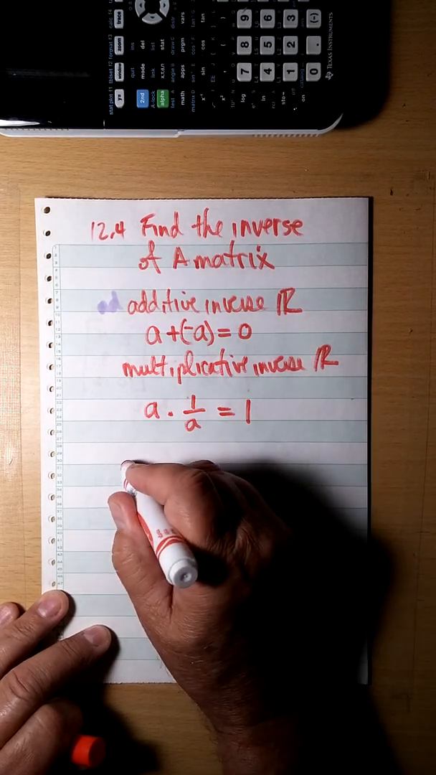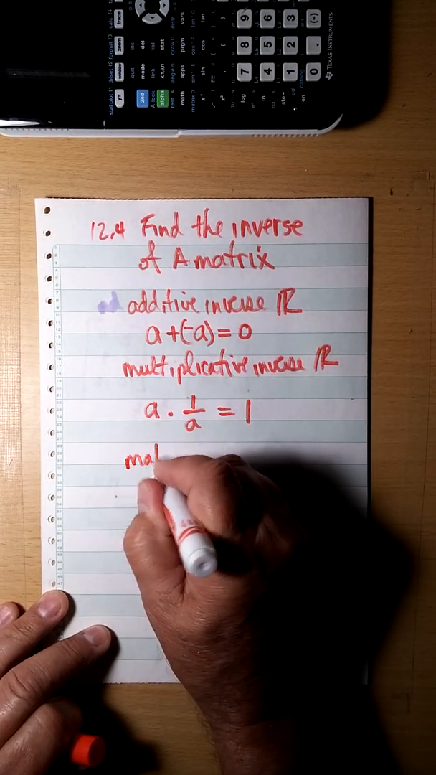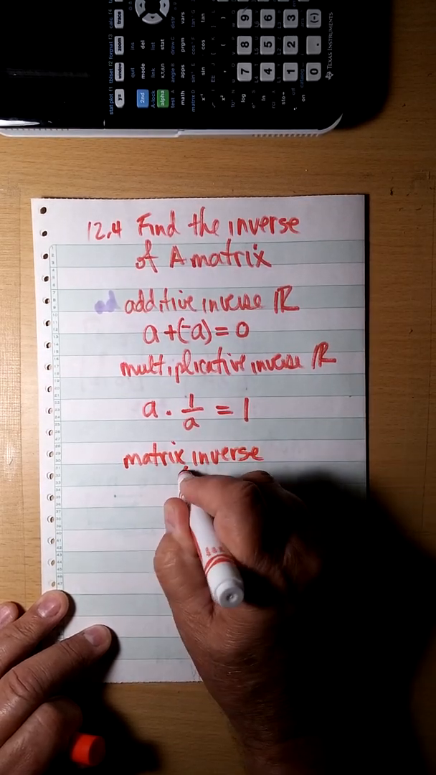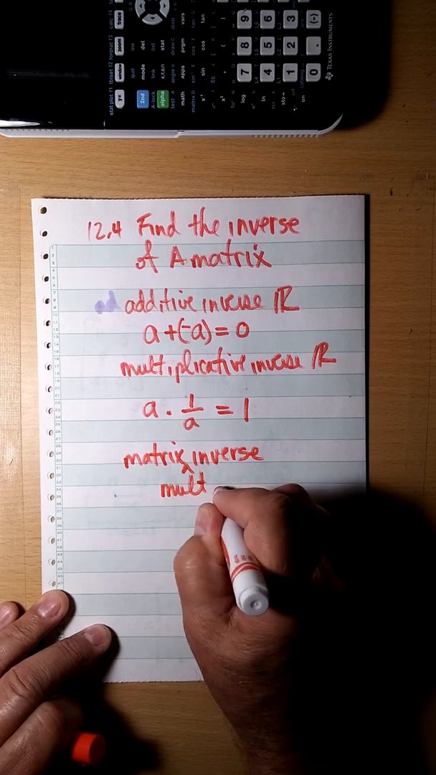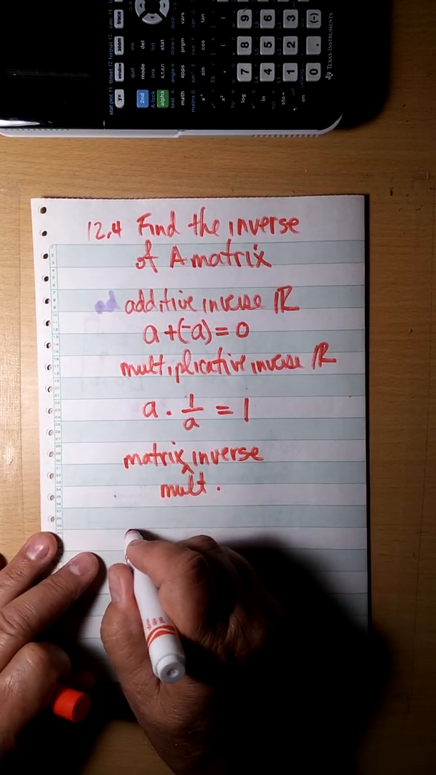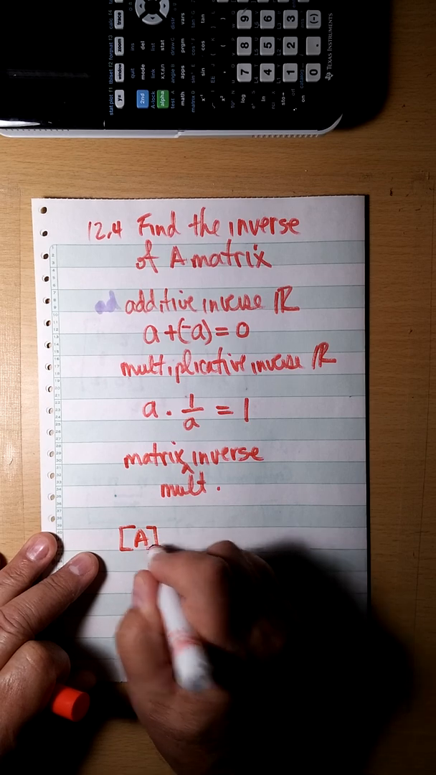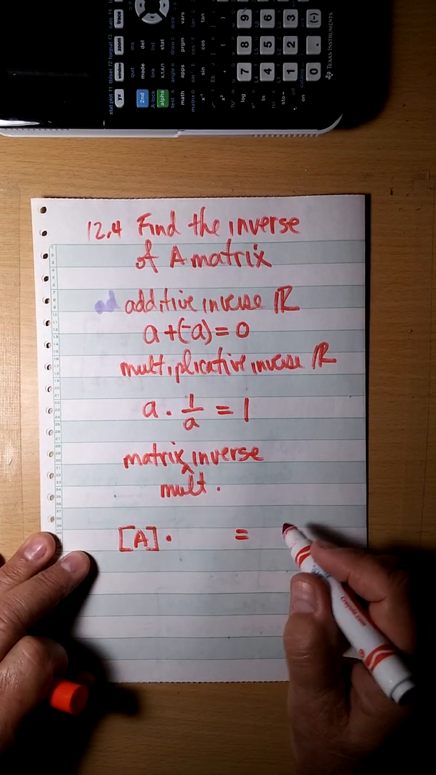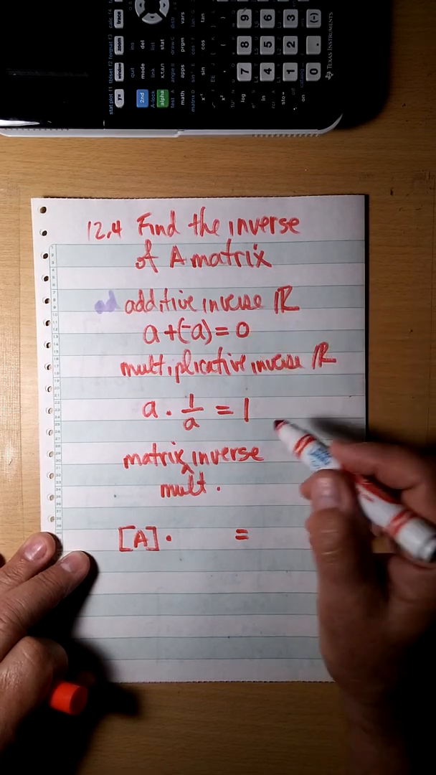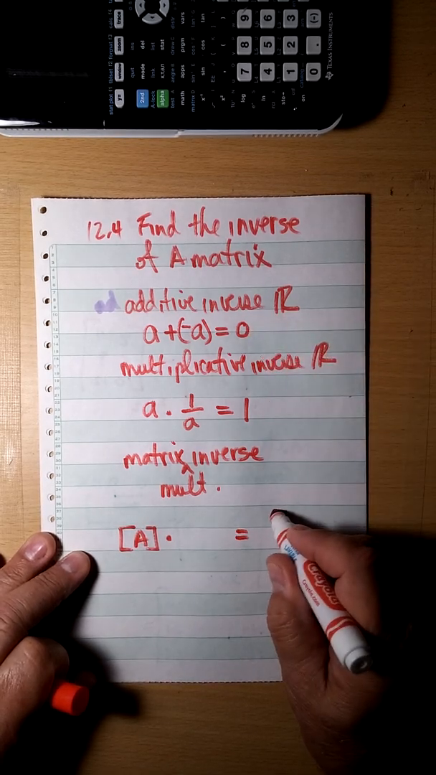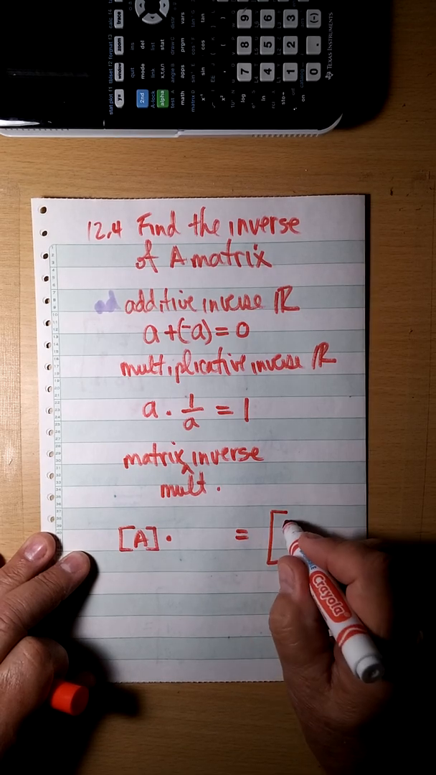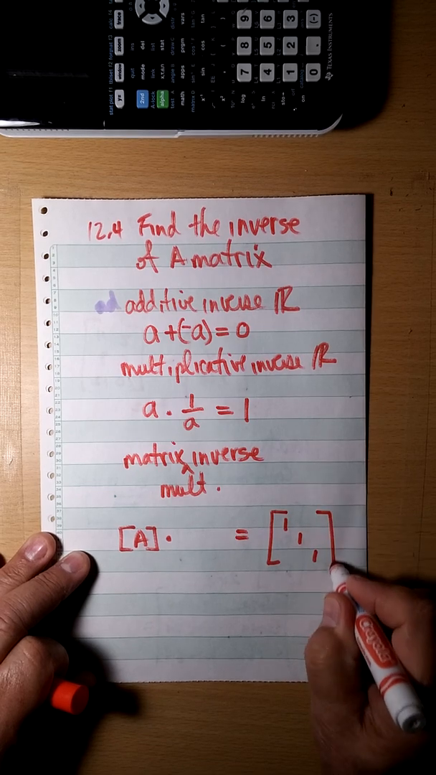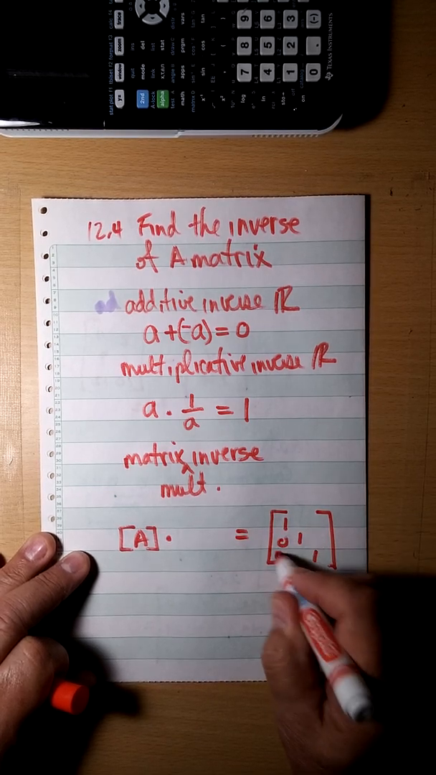What is a matrix inverse? It's really matrix multiplication. Whatever you multiply that matrix by, you have to get the identity matrix. This is the identity for addition. This is the identity for multiplication. The identity for any matrix is 1s down the main diagonal, however big it is, and 0s every place else.